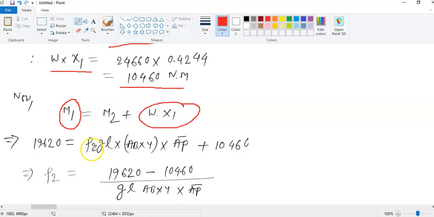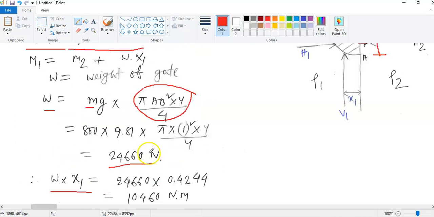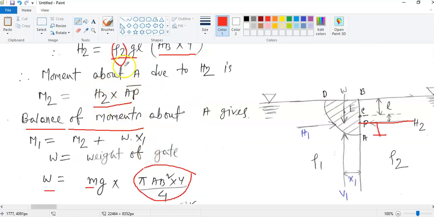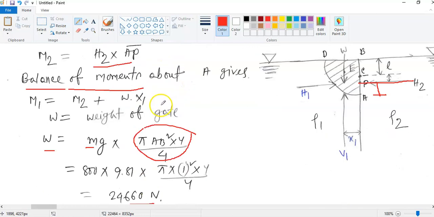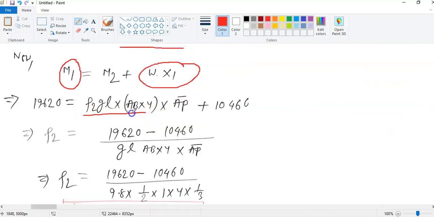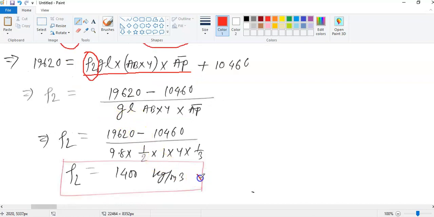The moment due to the horizontal force is rho 2 g L AB over 4, into AB. So this is the moment we calculated here: H2 and AB. H2 is rho 2 g L AB over 4. We substitute all these values here, so the only unknown is rho 2. Now we will solve this expression for rho 2. Everything is known, the moment arm on AB is given, the radius is 1. If we substitute all the values, we will get the density of the second fluid. So that's what we have done with this problem.